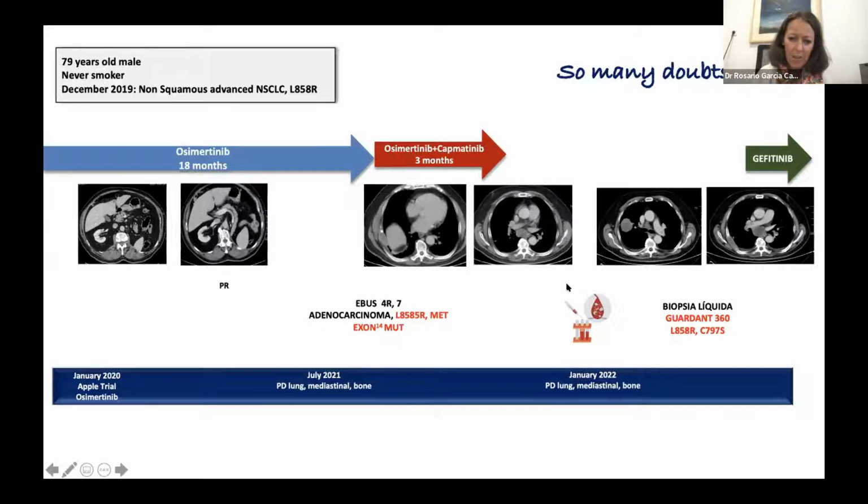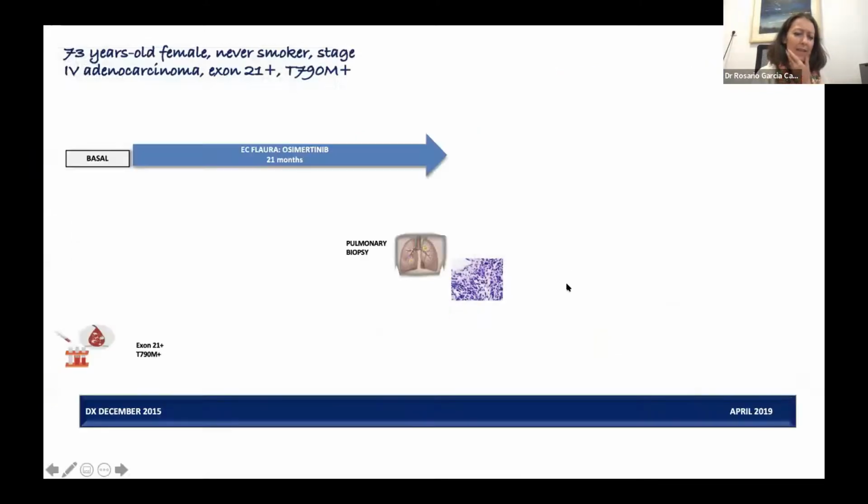And the other case is a 73-year-old female, never a smoker, exon 21 plus T790M mutation, baseline concomitant alteration. This patient was included in the FLAURA trial. She again had the opportunity to start osimertinib in the FLAURA trial. She was receiving osimertinib for 21 months, no relevant toxicities. She progressed at the lung and bilateral nodes.